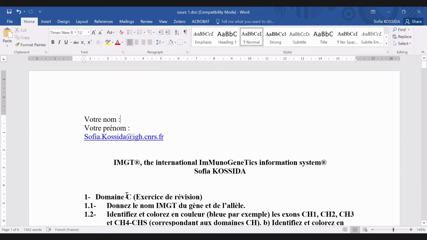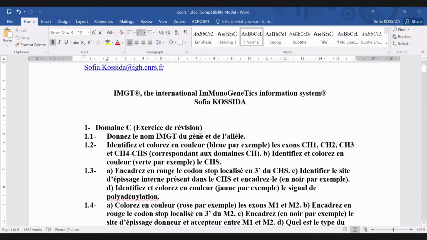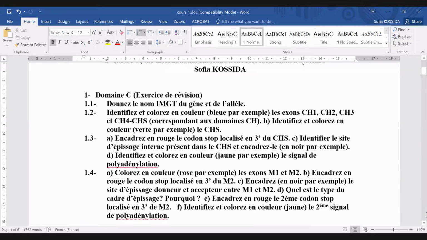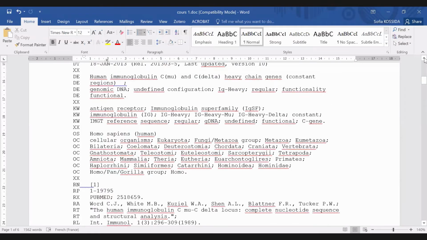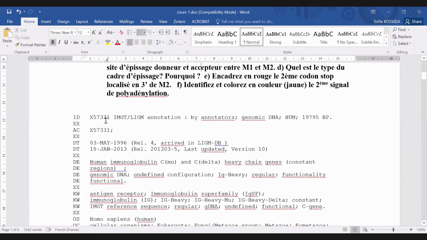And what I will ask you, I would like all of us to do this first exercise, domain C. This is a constant domain. This is, for instance, the first question. Give the name of the IMGT gene and allele. To facilitate your life, after the questions, I have given the sequence. So basically, you can retrieve it from the databases, but you can work here. I would highly recommend that you retrieve it from the database, even if it takes a bit of time.